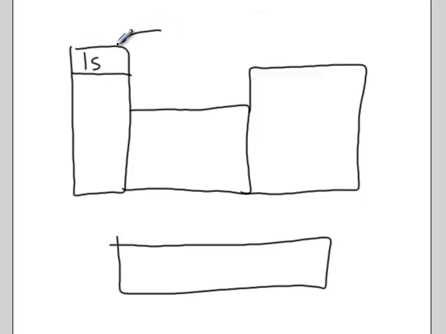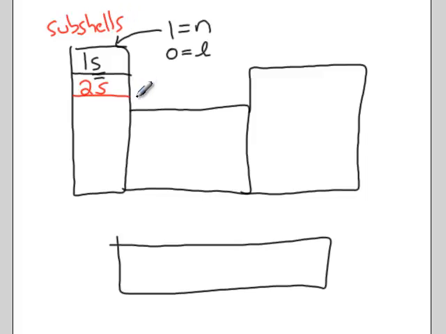That 1s has 2 quantum numbers. The 1 is equal to the n value, and the L value, because it's an s orbital, we know that stands for the quantum number L being 0. If we drop down a row, the only thing that changes is the number. Instead of 1s, this is going to be called the 2s. These are called subshells. So we can continue. We have 1s, 2s, 3s, and so on.